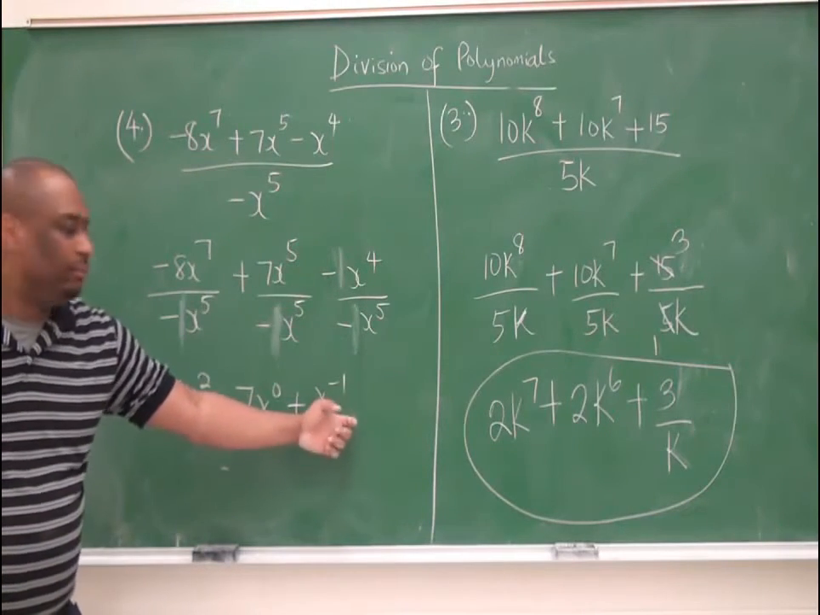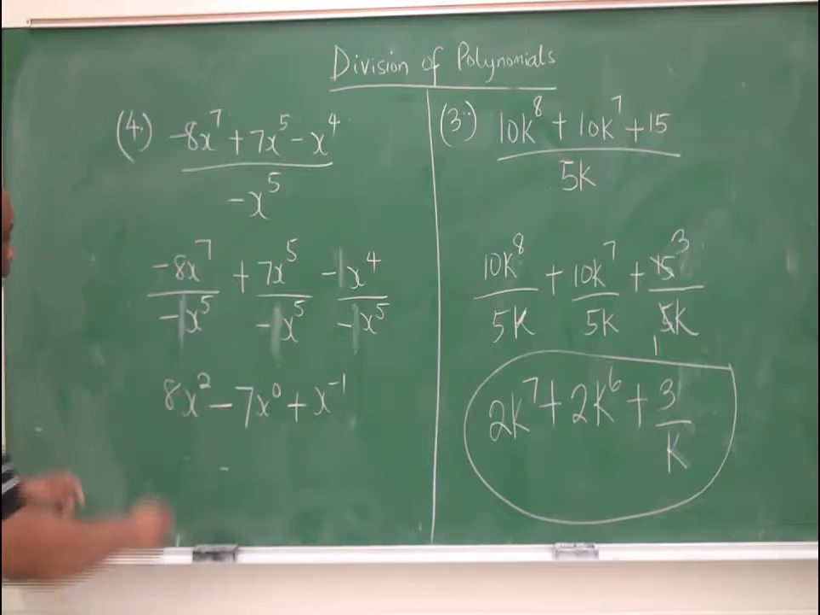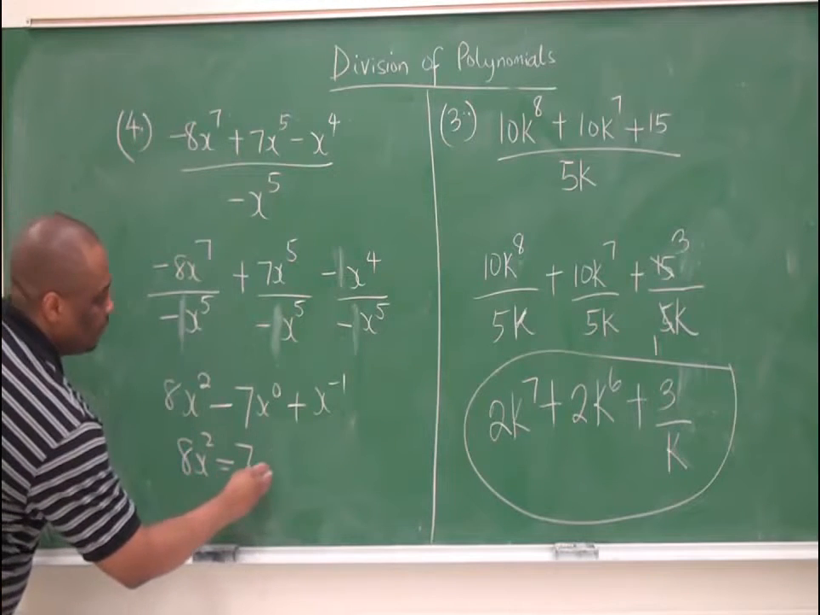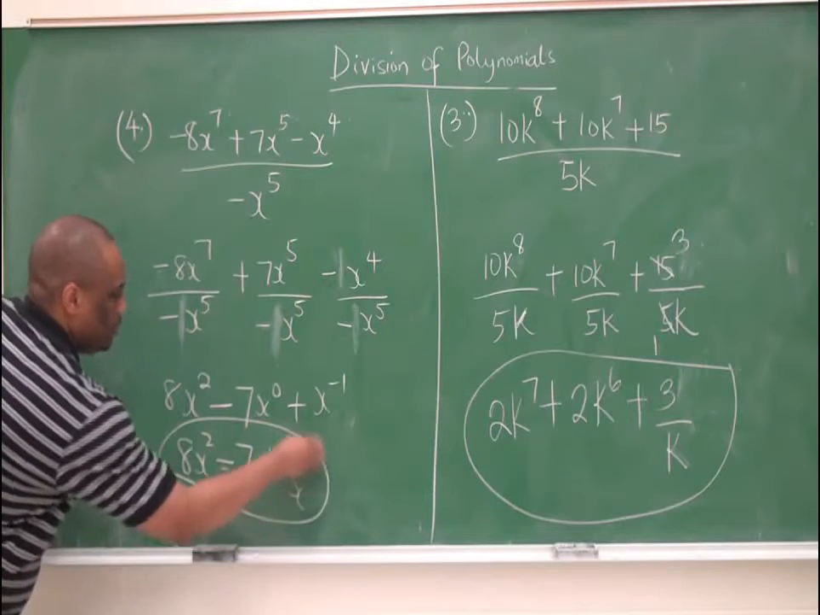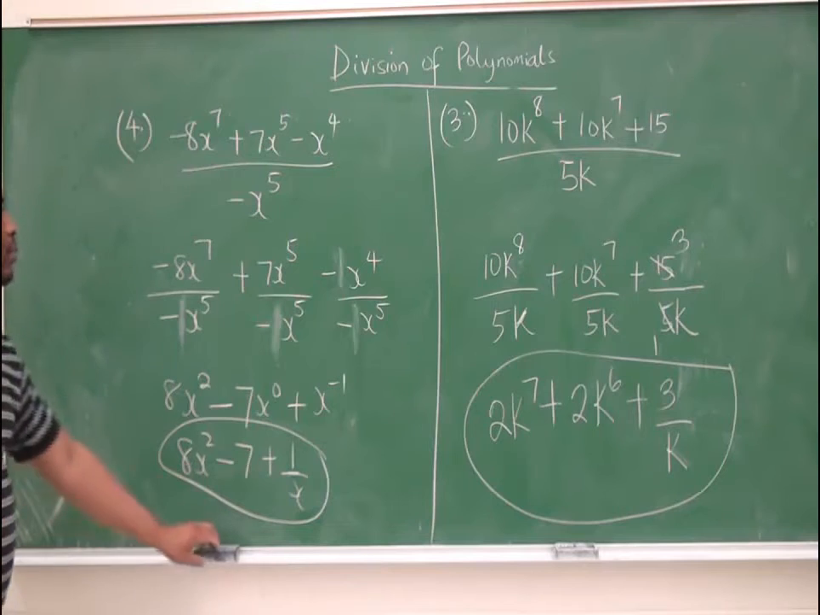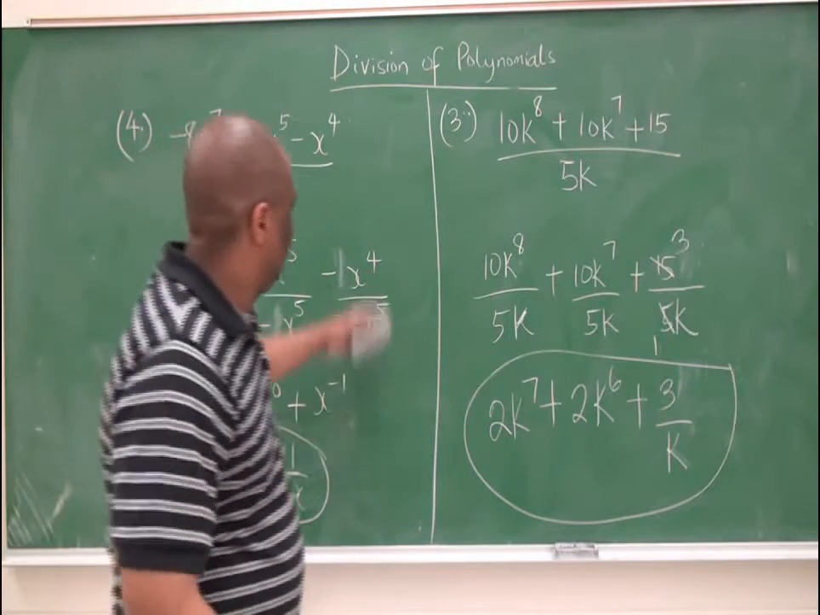But we don't want negative exponent. We don't want it. So this will be 8x squared minus 7 plus 1 over x. We don't want negative exponent. No. 8x squared minus 7 plus 1 over x.